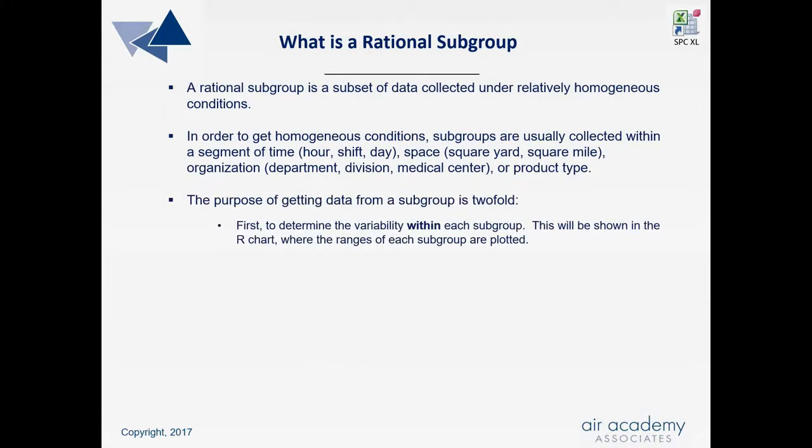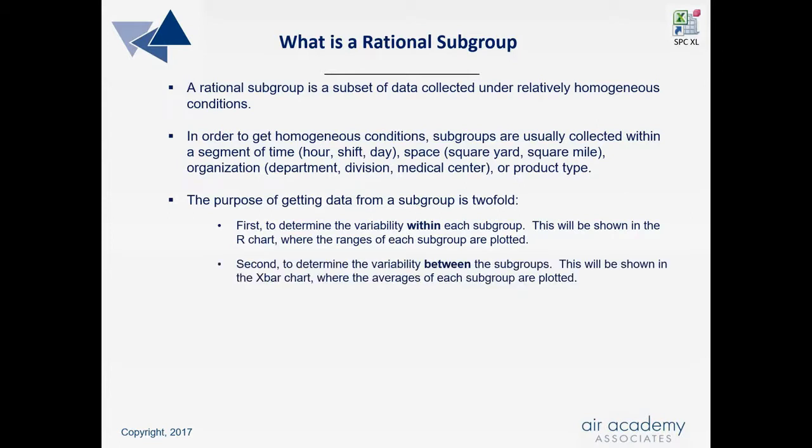The purpose of getting data from a subgroup is basically twofold. First, to determine the variability within each subgroup. The key word is within. This will be shown in the R chart, where the ranges of each subgroup are plotted. Secondly, to determine the variability between the subgroups. The key word here is between. This will be shown in the Xbar chart where the averages of each subgroup are plotted.